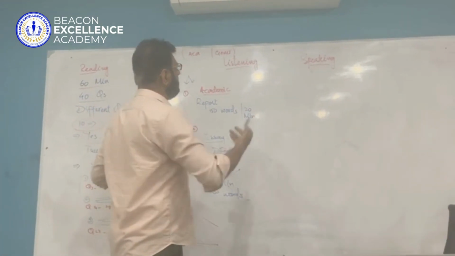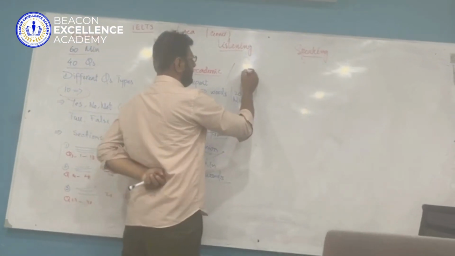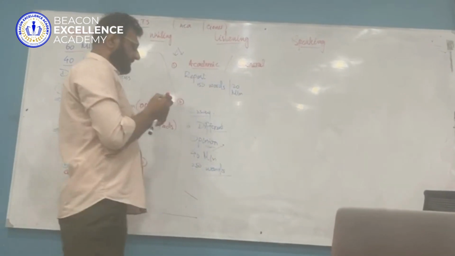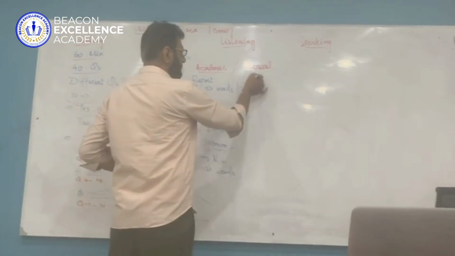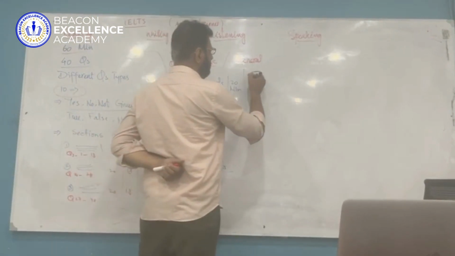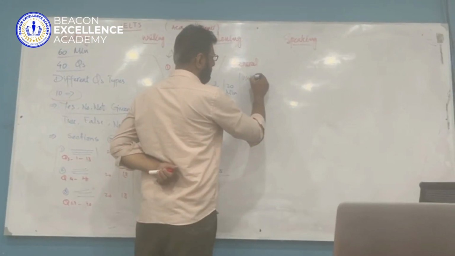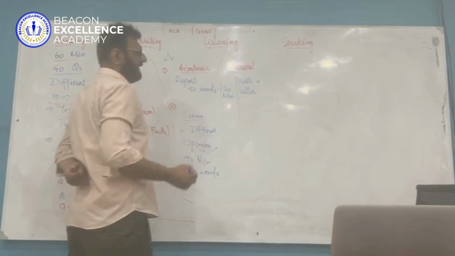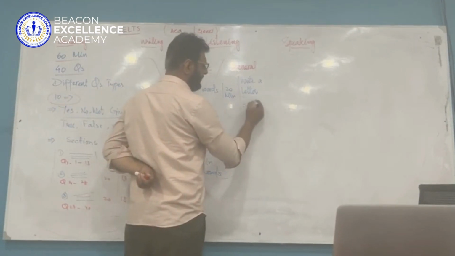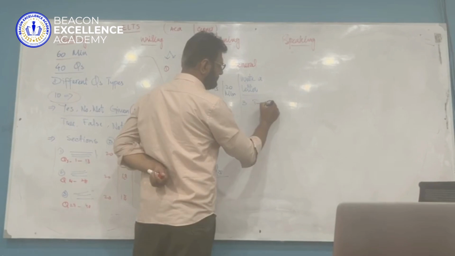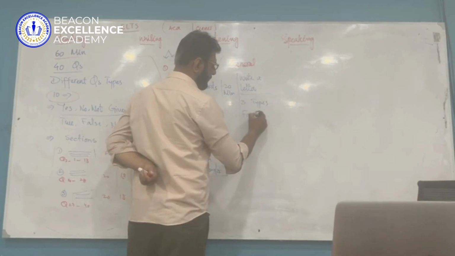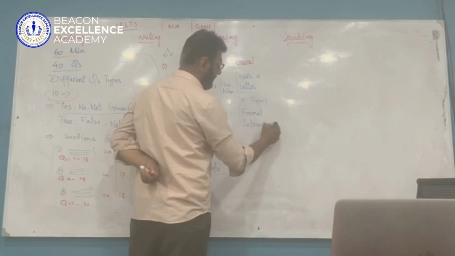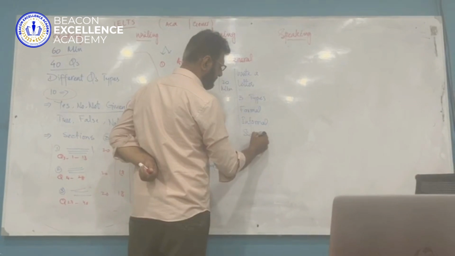Now, if it is general, obviously we talked about the academic. If it's general, as I explained, here we have a different scenario. In this scenario, we need to write a letter. And these letters are of 3 types: formal, informal, and then semi-formal.